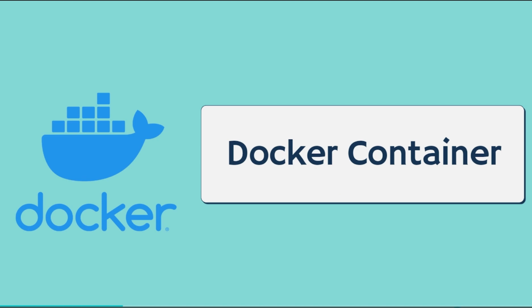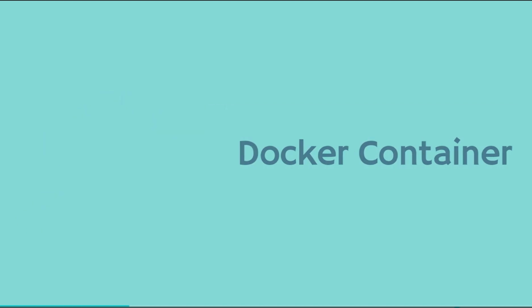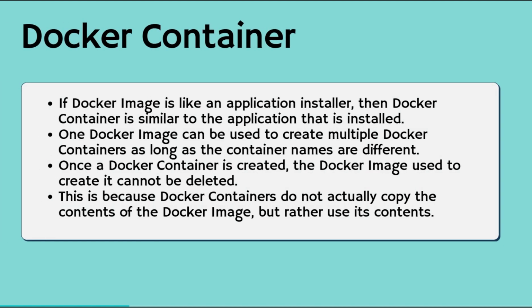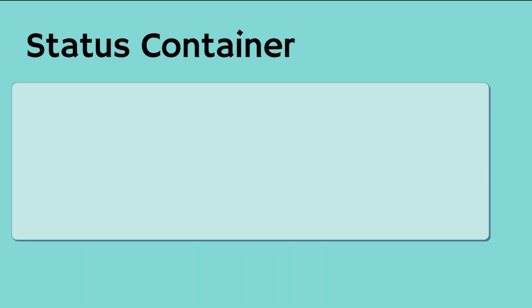If a Docker image is like an application installer, then a Docker container is similar to the application that is installed. One Docker image can be used to create multiple Docker containers as long as the container names are different. Once a Docker container is created, the Docker image used to create it cannot be deleted. This is because Docker containers do not actually copy the contents of the Docker image, but rather use its contents.